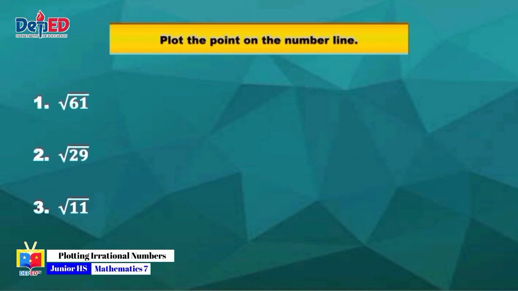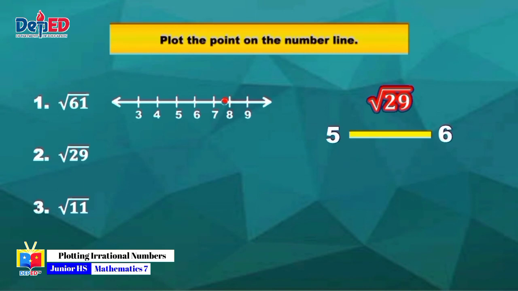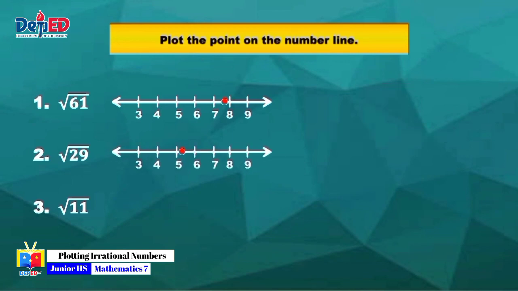Time is up. Let's check your answer. Number 1. The square root of 61 is between 7 and 8. This should be closer to 8. So you must pin the point closer to 8. Number 2. The square root of 29 is between 5 and 6. So you must pin the point closer to 5. Number 3. The square root of 11 is between 3 and 4. This should be closer to 3. So you must pin the point closer to 3.